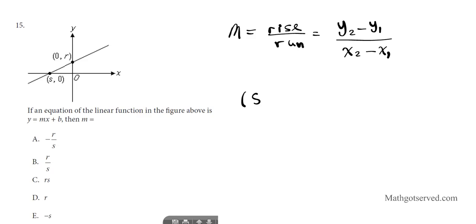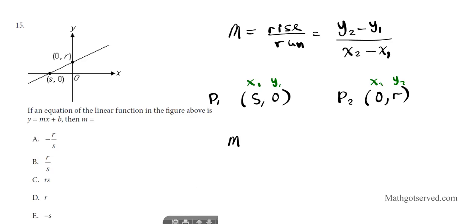So we have 2 points. We have (s, 0) as the first point, let's call this P1, and the second point is (0, r). So how do we apply this formula here? We just label them: x1, y1 for P1, and then x2, y2 for P2. Then we input these variables into the formula to calculate the slope.